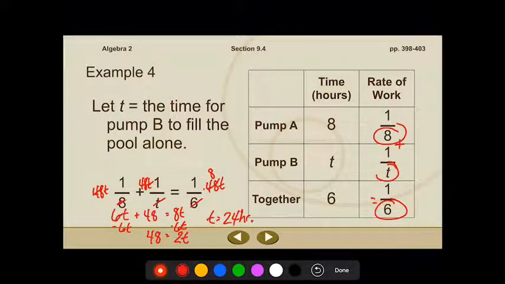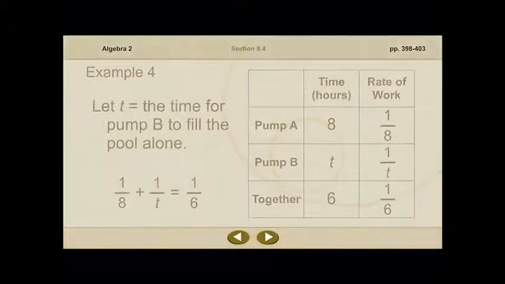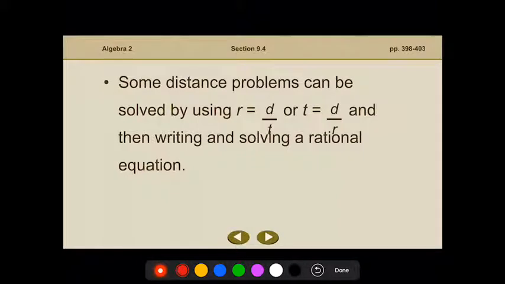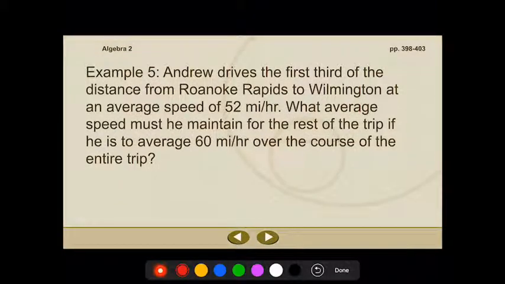So it would take pump B significantly longer to fill that entire pool. In fact, it takes an entire day. So it's actually pretty practical, because you could figure all this information out using these basic equations. You can use this with other equations as well. Some distance problems can be solved this way. Rate equals distance over time. We know that distance is equal to rate times time, so you could solve that for time or for rate depending on what it's asking for.